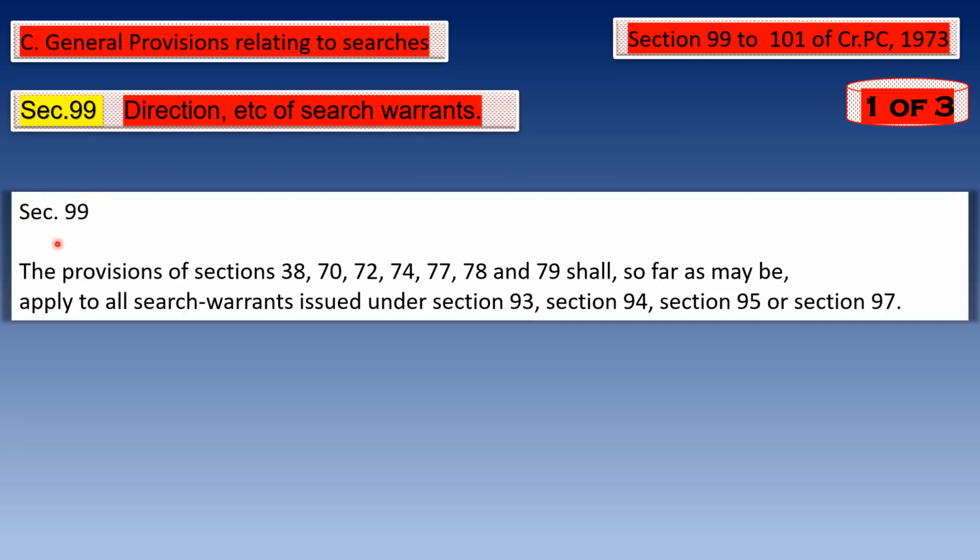Now Section 99 is only explaining to us that the provisions of Sections 38, 70, 72, 74, 77, 78 and 79 shall, as far as may be applicable, apply to all such warrants issued under Section 93, 94, 95 or 97. So I have nothing to explain in it. Section 99 is just informing us about the applicability of search warrants.